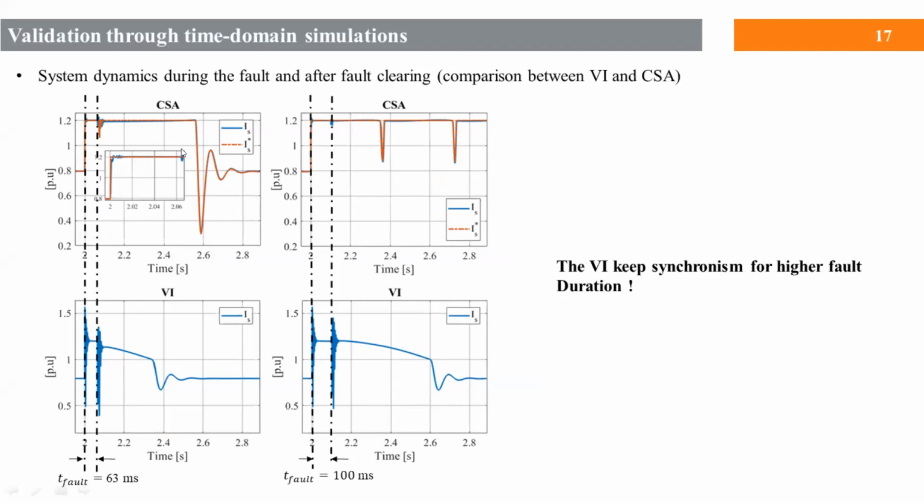The first result here showed that both methods, in fact, recover their operating point after fault clearing. And when the fault duration is a bit higher, then the system leads to instability with the CSI, while with the VI, the system keeps stable. So from these simulation results, the second conclusion is that the VI can keep the synchronism for high fault duration compared to the CSI.